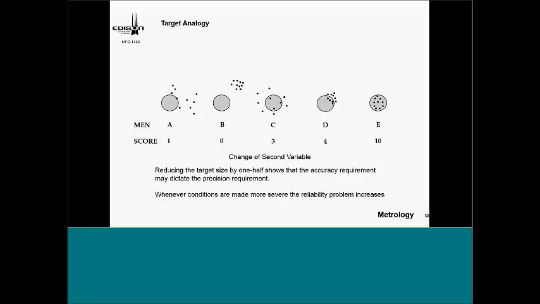And then I'm saying, okay, who's reliable? Again, B and E. So I want them to start thinking truly in that definition, using this target analogy. When we talk about accuracy, precision, and reliability, what's optimum performance?